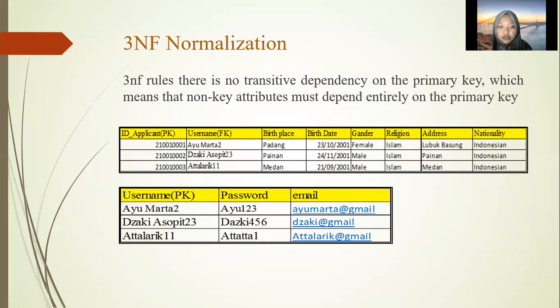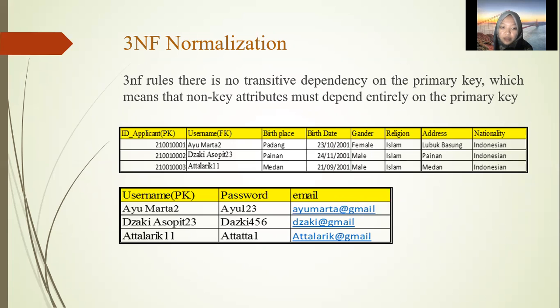And the 3NF stage is done when in 2NF there is still a dependency. So at this stage, there is no transitive dependency on the primary key, which means the non-key attributes must depend entirely on the primary key. Otherwise, the 2NF table must be split so that each attribute is fully dependent on its primary key.